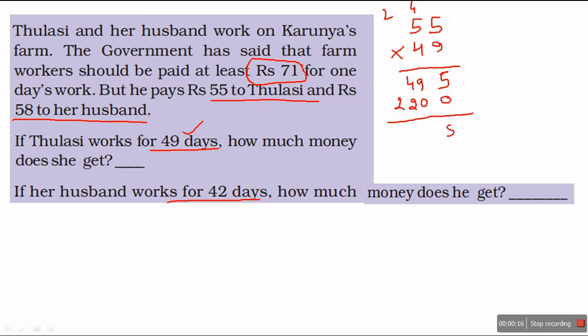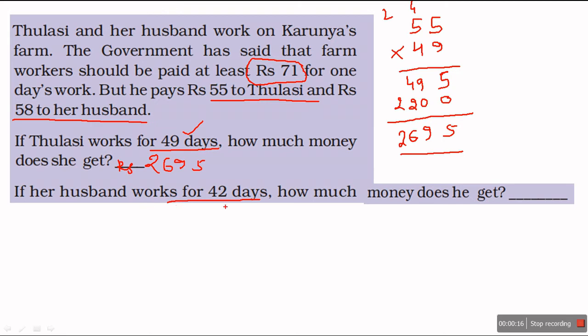So 5, 9, 4 and 2, 6 and 2. 2695. Tulsi will get 2695 rupees.